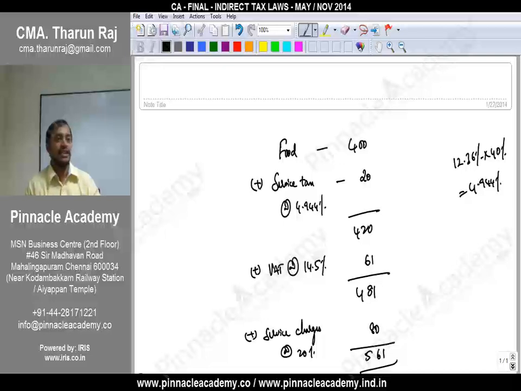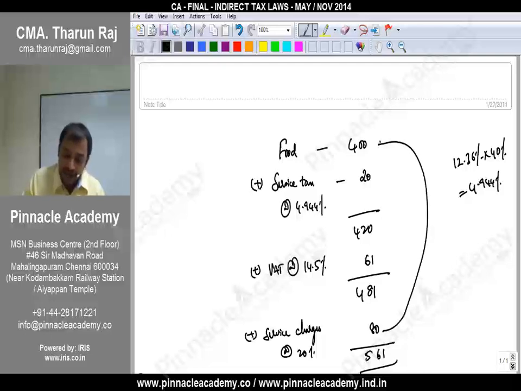As to how cheating is done. See, according to service tax, it is payable on the entire value. Here, logically, the service tax should be calculated after including this 80 rupees. Logically speaking, service tax should be calculated after including this 80 rupees as service charges. That's how it should be done.